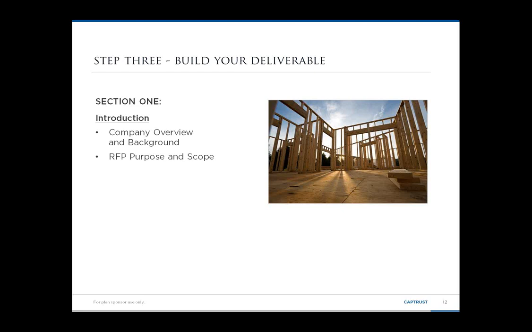First section will be the introduction. What would be included in this section would be a general overview of your company and a background of your retirement plan. So general things about the history of your company and of your retirement plan. You don't want to go into too much detail, but you want to provide a good overview. The other thing that you want to do is provide a general purpose and scope about why you're conducting this process and what you're looking for.